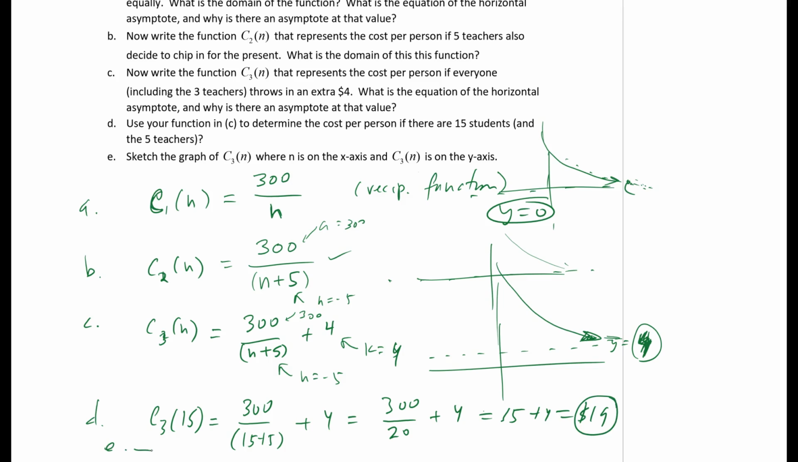E, I'm going to skip. You can check the graph on the answer key, and it's very similar to what we had just done in the prior problem, except with a little bit different numbers, especially that 300 is kind of a bigger number.